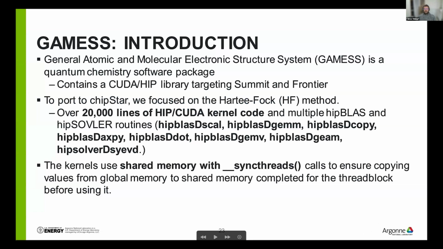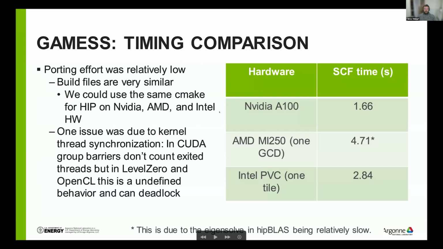We had over 20,000 lines of HIP and CUDA kernel code, multiple BLAS and HIP solver routines in the algorithm. The kernels use shared memory with syncthreads to ensure synchronization between global and shared memory before using it. Here are the timing comparisons, recently updated. The porting effort was relatively low because the build system is supposed to be compatible, so we can use the same CMake for HIP on NVIDIA, AMD, and Intel hardware.